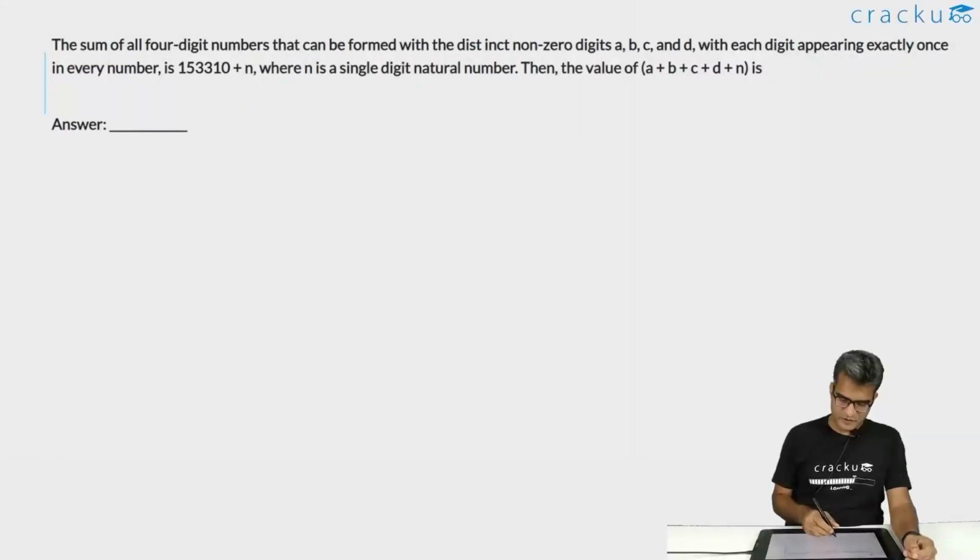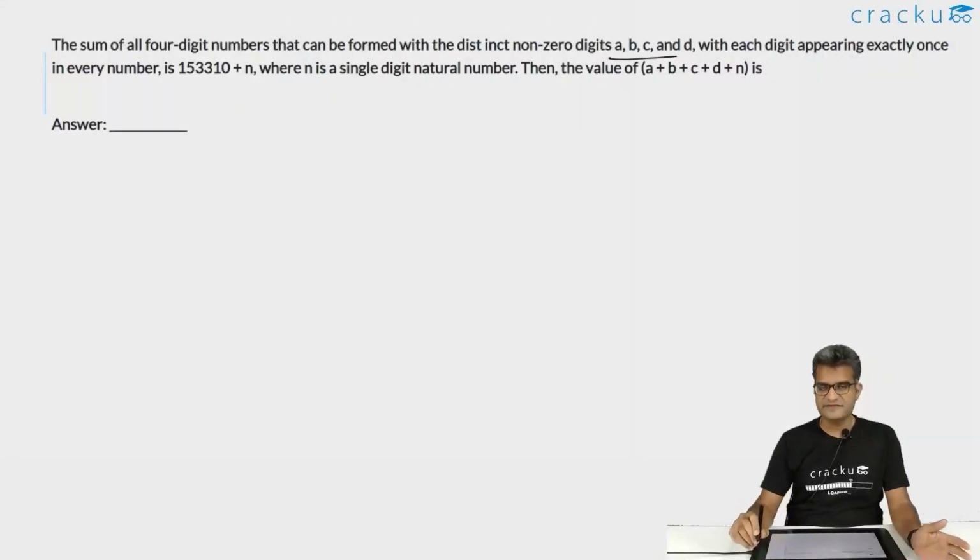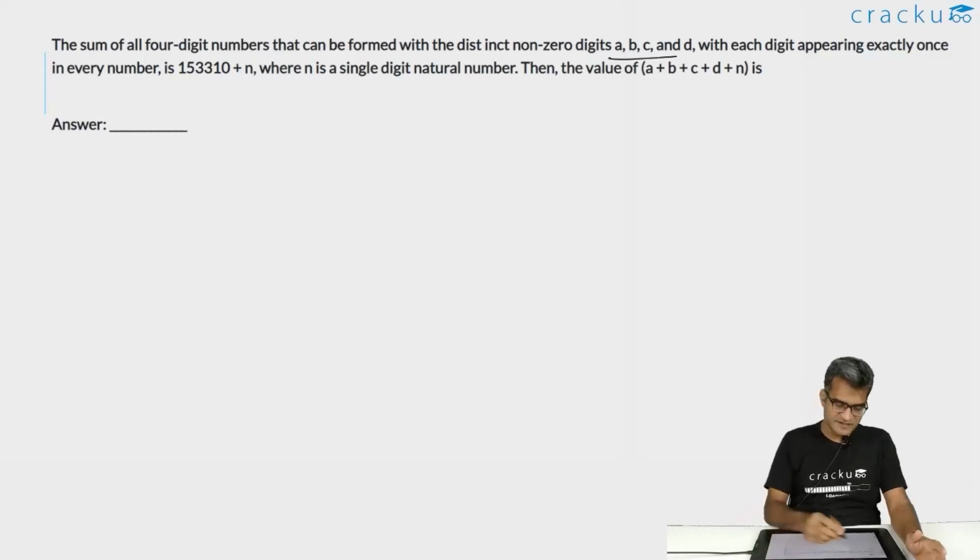In this question, we are told that there are 4 non-zero digits A, B, C and D. When we form all the 4-digit numbers that can be formed using A, B, C, D and add all of them up, the sum is 1,53,310 plus N. We are required to calculate the value of A plus B plus C plus D plus N.